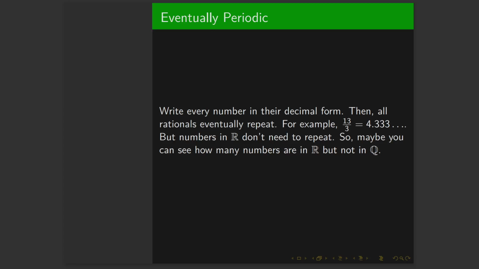But real numbers never have to have their decimals repeat. For example, if you look at pi, it doesn't repeat. Maybe now you can see how many numbers we're missing, right? This is a very interesting question, and we'll actually answer this later down the line. How many numbers are there in the reals that are not in the rationals? This is actually kind of all the content we need to go through for this episode.